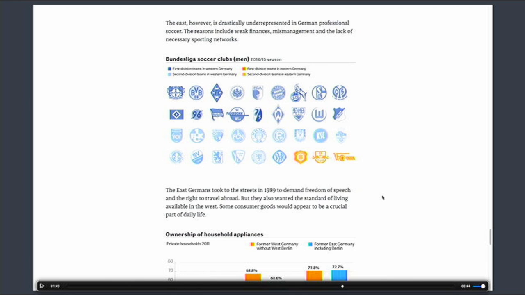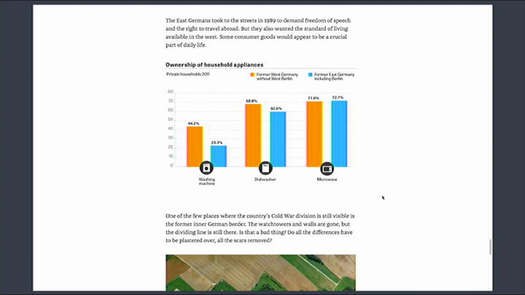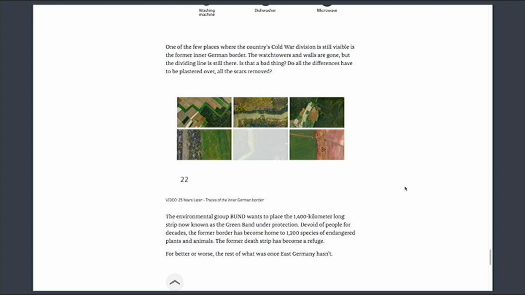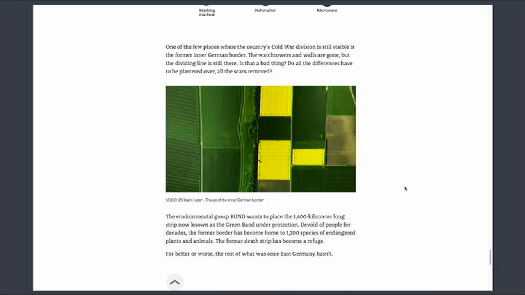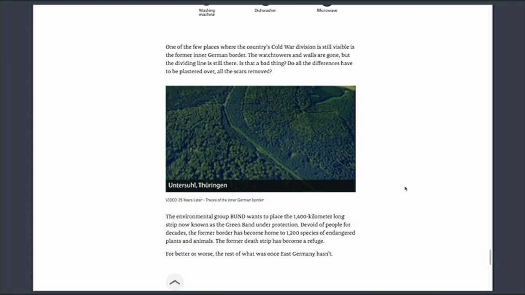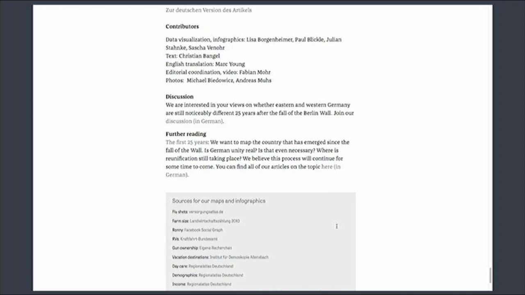Okay, I might just pause this because I went too quick when capturing it. Over here, we included first division teams in Eastern Germany in the soccer league, although there's not a single one. We did that just for fun. Yeah, microwaves are a bit more popular in East Germany. And there's another fascinating video that shows an example of where you can still physically see remains of the inner German border in Google Earth. Yeah, lots of people involved, but that was okay because it was very successful.